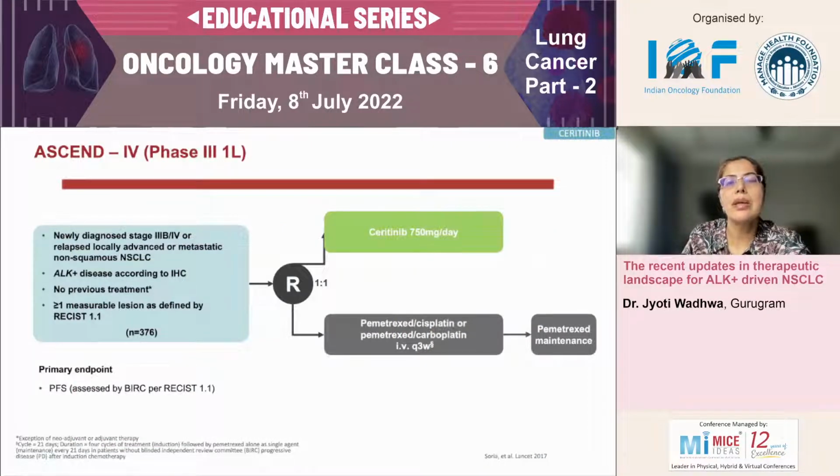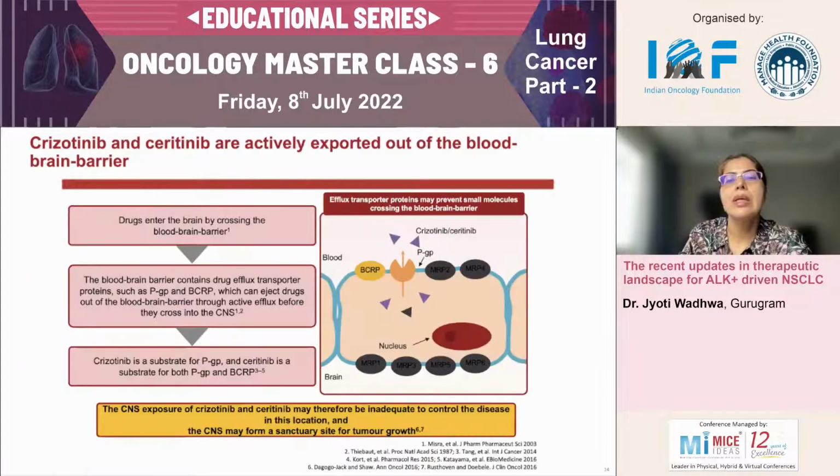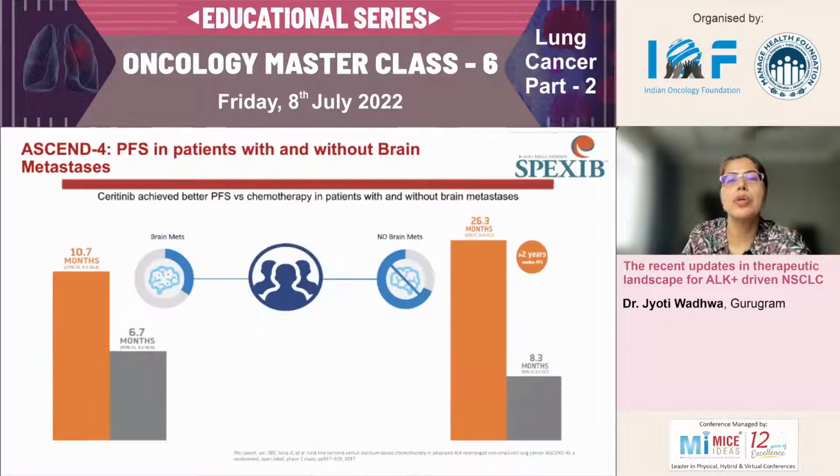So subsequently, there was a need to identify better agents, and then came the second generation agents of ALK inhibition. One of them is ceritinib. This also had a problem of exit from the CNS, and therefore CNS continued to remain a sanctuary site for the tumor growth.